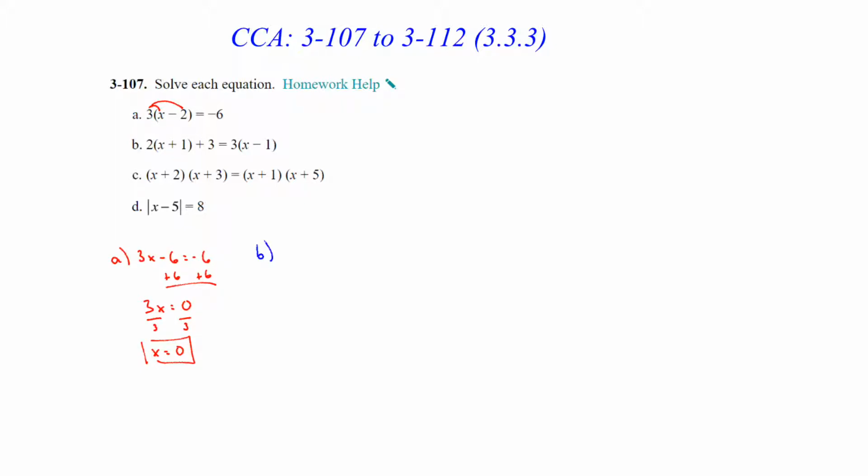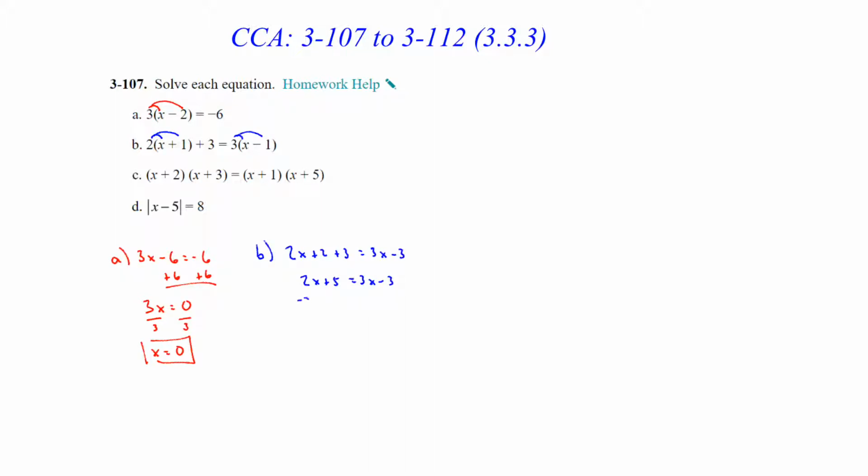On question B, we got to use the distributive property on this one again. This would be 2x plus 2. We also have a plus 3 still. And then on the right side, we're also going to distribute the 3. So that'll be 3x minus 3. We can combine our like terms on the left side.